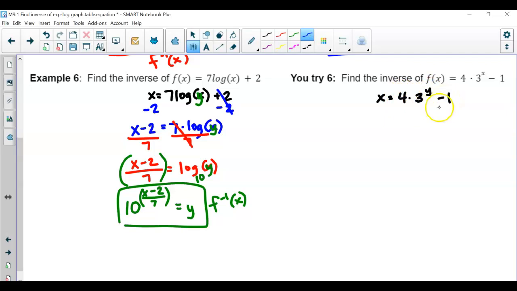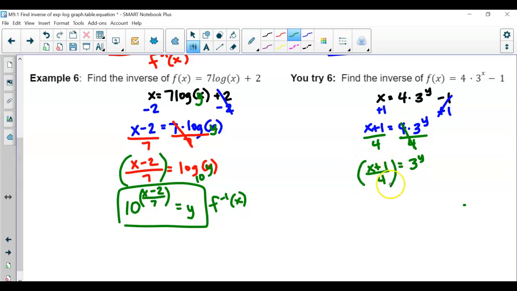Always add or subtract first. So you should have added 1 here to both sides. x plus 1 is equal to 4 times 3 to the y. Now you're still multiplying the exponential by 4, so now you need to divide both sides of the equation by 4. Get that exponential 3 to the y by itself. So now I've got x plus 1 divided by 4 all together.